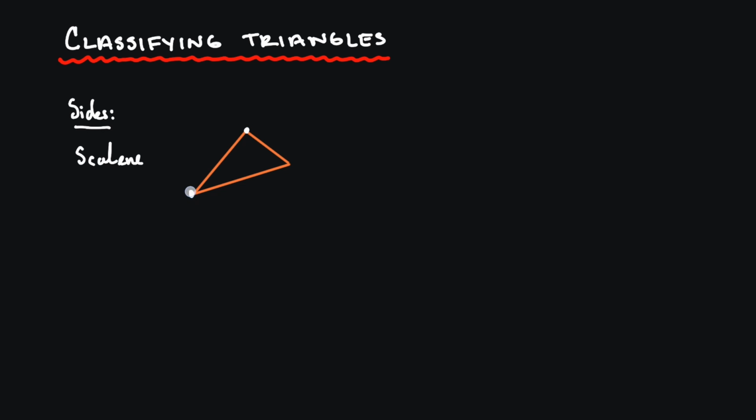Let's put the vertices. This triangle is escalene because the three sides have different measures. We can show this if we put a little line right there, two lines on this side and three lines on this side. This means that the sides are different. They have different lengths. So that's how you define an escalene triangle.